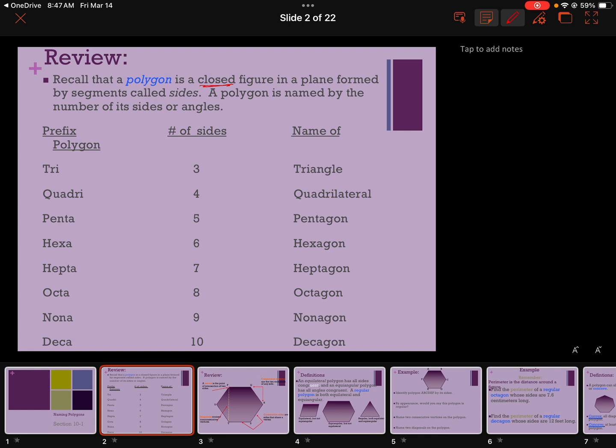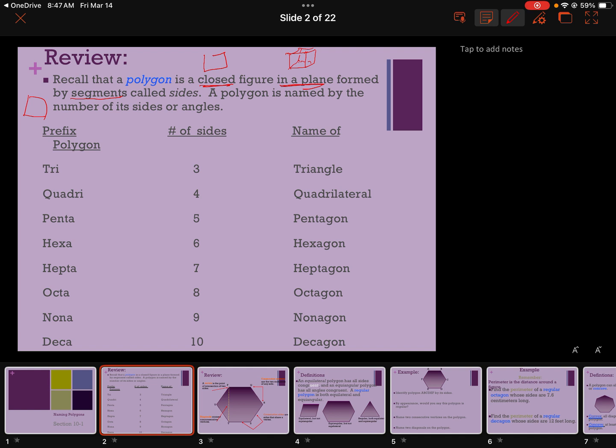If a figure has to be closed, you can't have a polygon that looks like that. That is not a polygon. Notice how it also says that a polygon lives in a plane, so you can't have a three-dimensional figure and call that a polygon. The sides of the polygon have to be segments, so you can't have a polygon that looks like this. That is not a polygon because that curved side is not a segment.